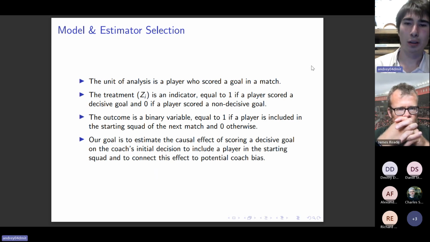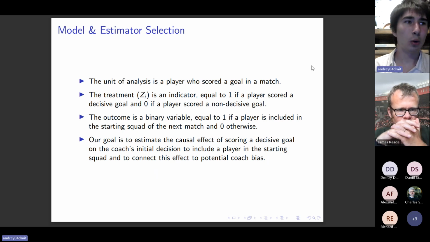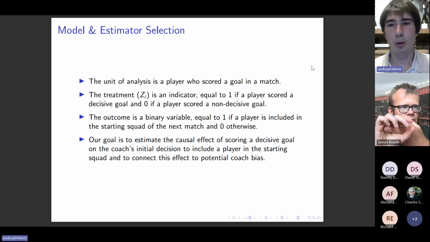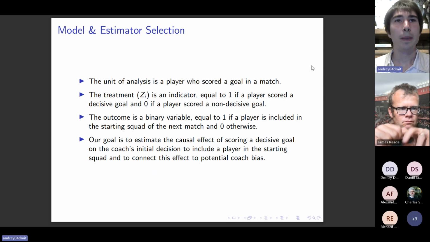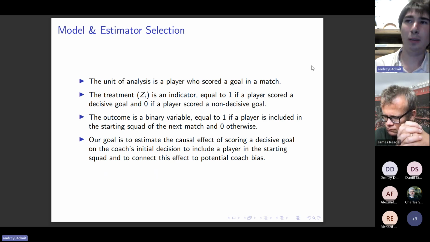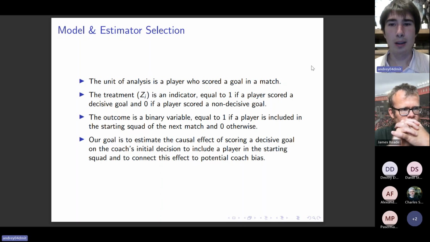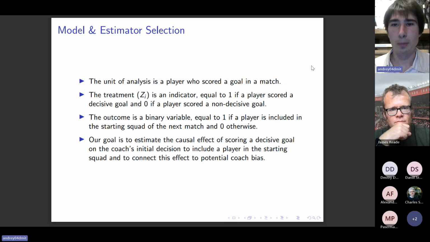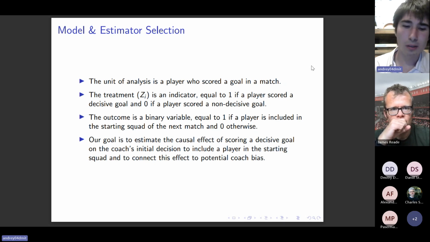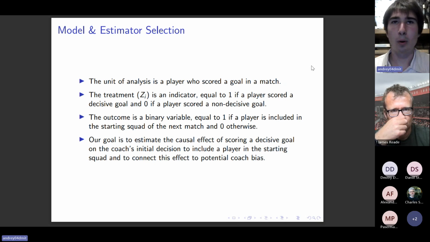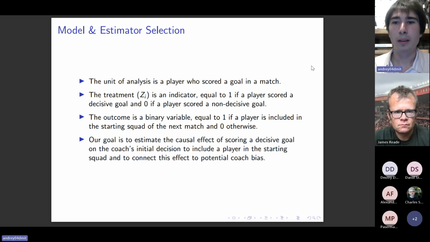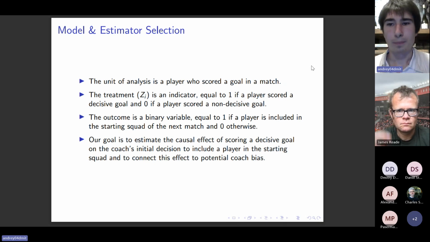We are interested in the initial coach decision, so we don't consider the dependent variable as the number of minutes played by a player, as in the Gorio and Page study. Because, for example, a player who scored a specific type of goal can perform better in the next match. Hence, a coach will give him more time on the field. But we're interested in the initial decision of the coach, not the sum of the effects of the player's performance and the coach's decision. So we are taking this binary variable, whether a player is included in the starting squad or not.